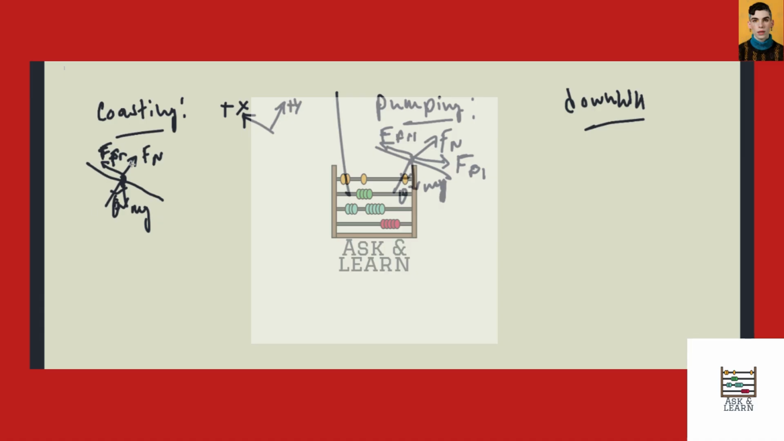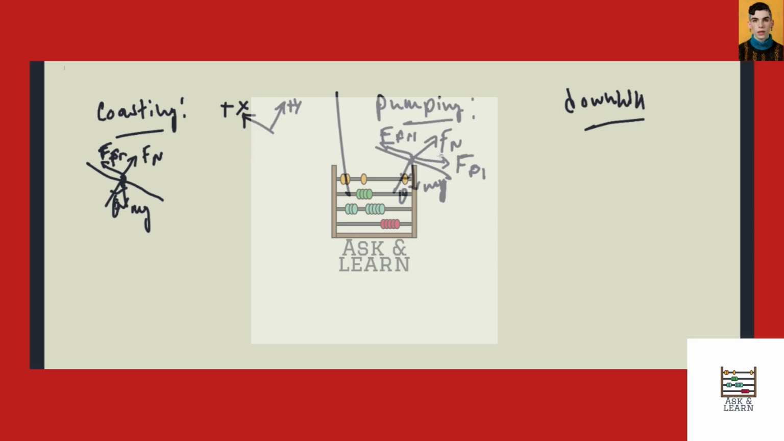When the cyclist is coasting down the hill, we have the force of friction, gravity, and the normal force acting upwards as shown here. When the cyclist is coasting, the force of friction is opposing his motion, and so that's the only horizontal force acting opposite the direction of travel.